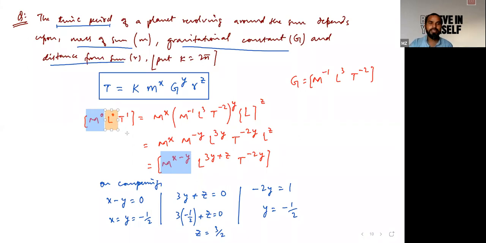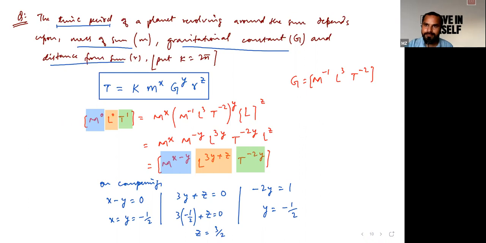Okay, just 1 minute. Similarly, on comparing the exponent for L, here we have L to the power 0 on the left hand side, and on the right hand side we have L raised to the power 3y plus z. So 3y plus z would be equal to 0. Similarly, there is one more term, t raised to the power plus 1 on the left hand side, and here we have t raised to the power minus 2y on the right hand side. So on comparing, minus 2y is equal to 1.